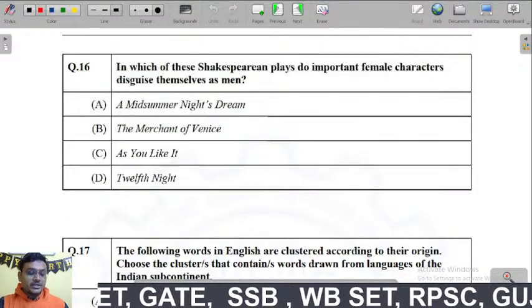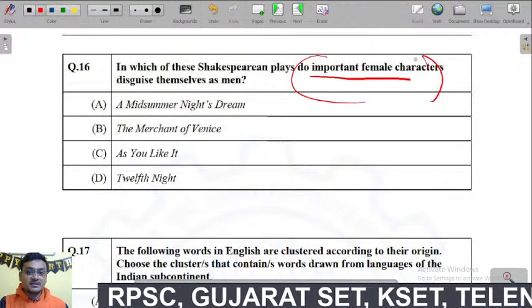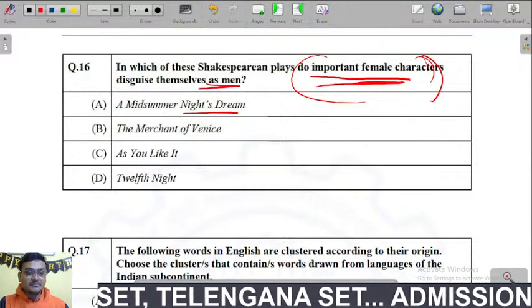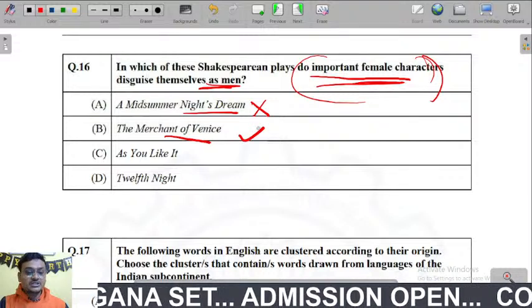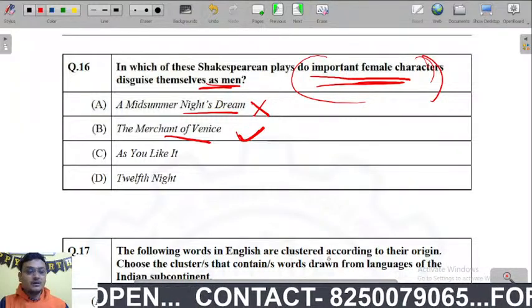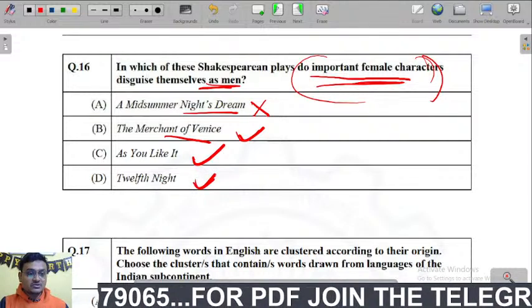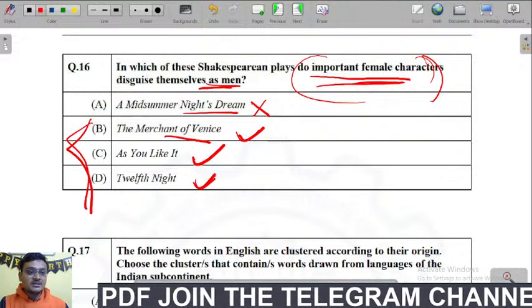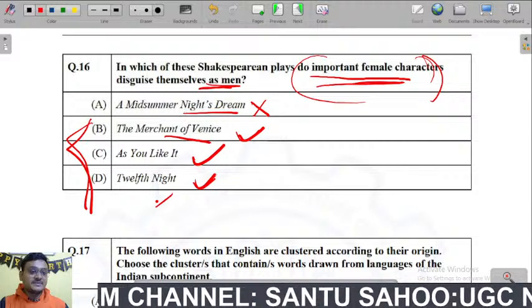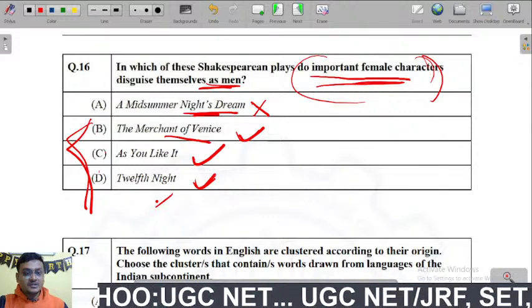Question 16. In which of these Shakespearean plays do important female characters disguise themselves? In A Midsummer Night's Dream, do important female characters disguise themselves as men? No. In The Merchant of Venice it happens, Portia, exactly. Portia, yes, Portia. Then As You Like It, Rosalind, Twelfth Night, Viola, and so on, exactly. B, C, D, what will it be among these? The important female characters disguise themselves as men. That is B, C, D. Whereas Midsummer Night's Dream is not here. B, C, D are the right answer because it's an MSQ question.